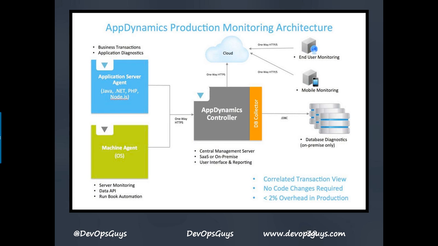AppDynamics also has end-user monitoring, effectively a piece of JavaScript which is inserted into every web page to access the navigation timing API, which is a standard across all the browsers now, including Safari as of about last month. And there is also a mobile monitoring agent, which is a library that you can include into your iOS or Android application to gather metrics about the end user experience, and that all feeds into the pipeline.